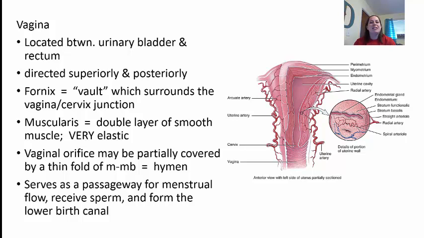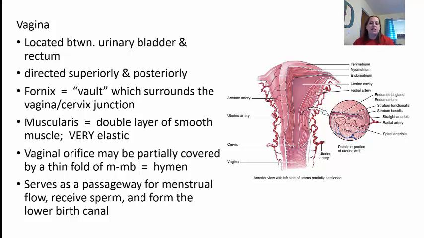We'll see that it has an area called the fornix. This is the vault which surrounds the vagina-cervix junction. The muscularis is a double layer of smooth muscle, and it's very elastic here, and this is important because the elasticity allows it to stretch and then hopefully go back after childbirth. The vaginal orifice may be partially covered with a thin fold of what we call mucous membrane. That's what that MMB stands for, mucous membrane, and that's known as the hymen.